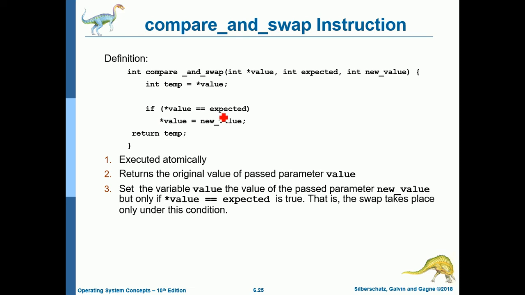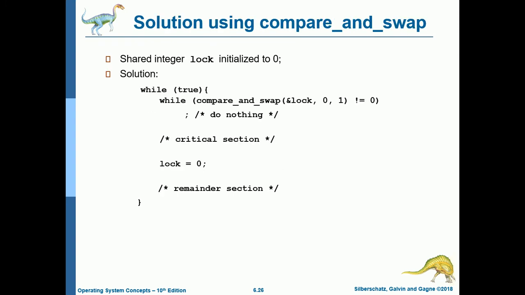And then if the pointer value is equivalent to expected, the new value will be stored in the pointer value, and return temp. So again, this is executed atomically, returns the original value of the passed parameter value, and then sets the variable value to the value of the passed parameter new_value, but only if the pointer value is equivalent to expected is true. That is, the swap takes place only under this condition.